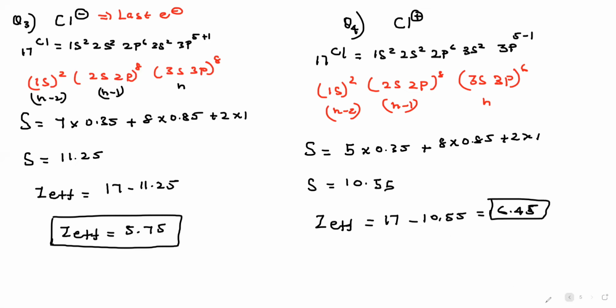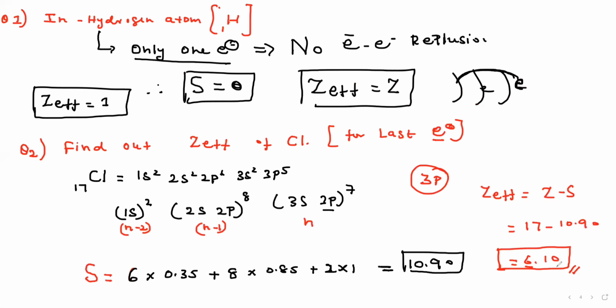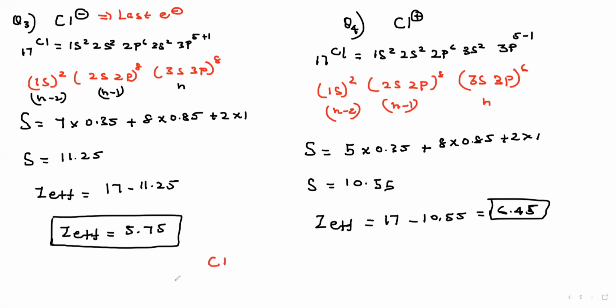Now we look at the interesting fact. See, in case of Cl, what is the value? 6.10. Understand? For Cl plus, what is the value? 5.75. Yes or no? For Cl minus, what is the value? Around 6.45. Now you know what it is?